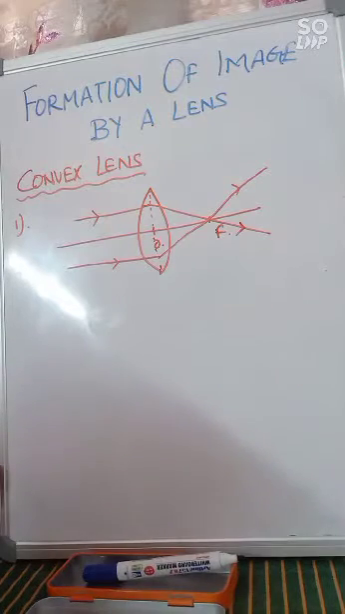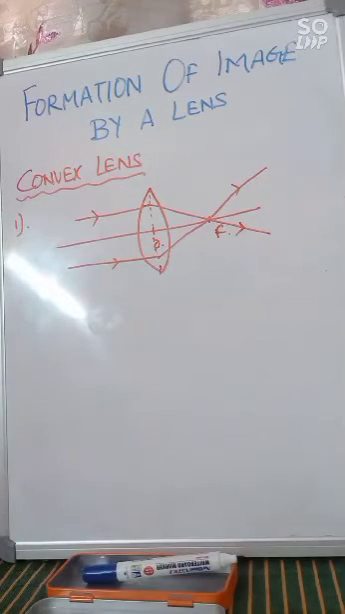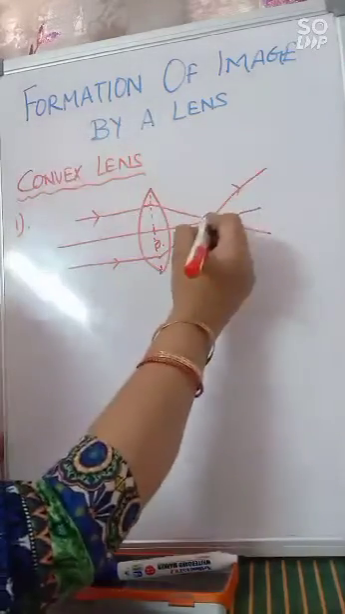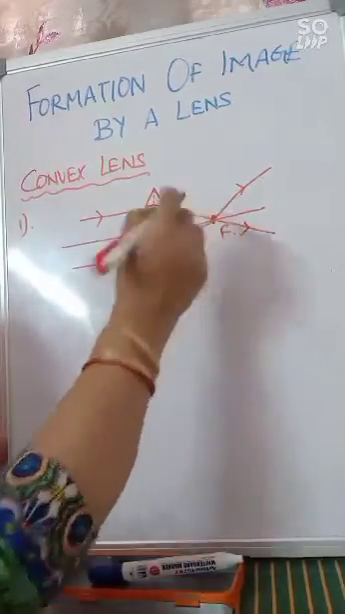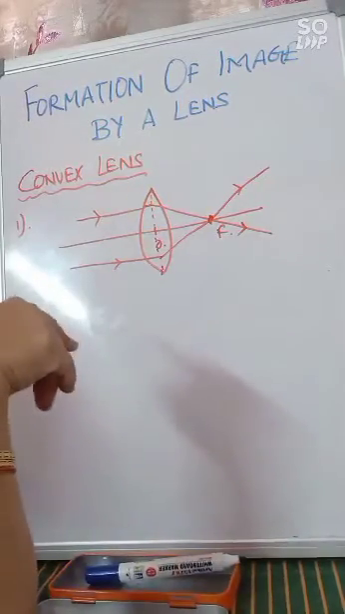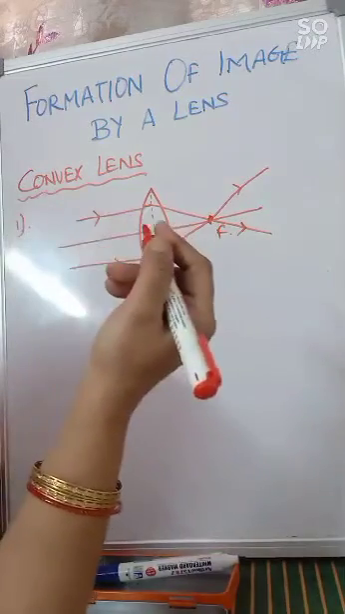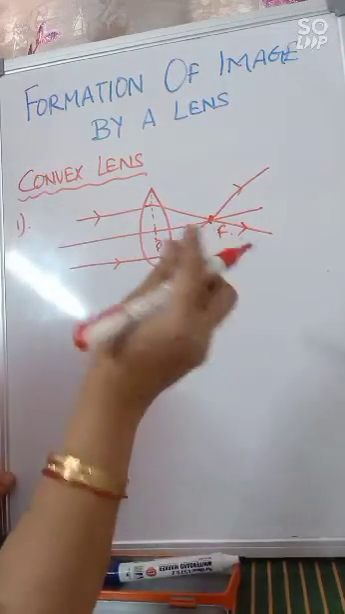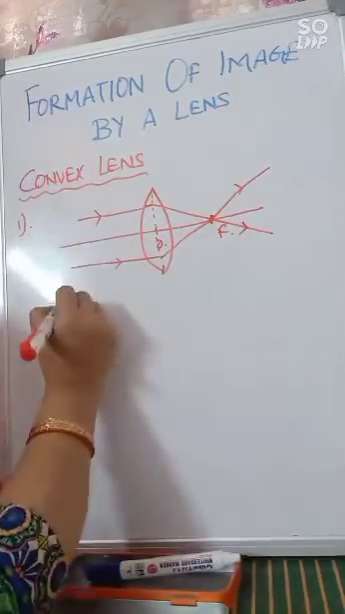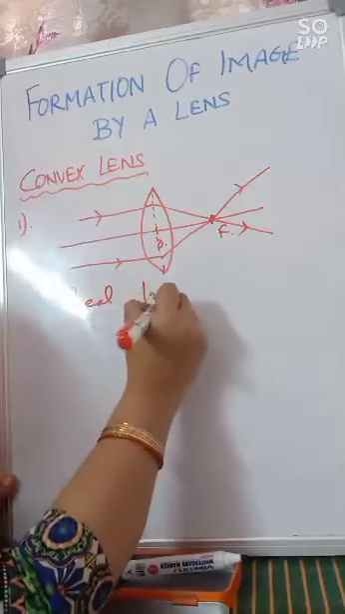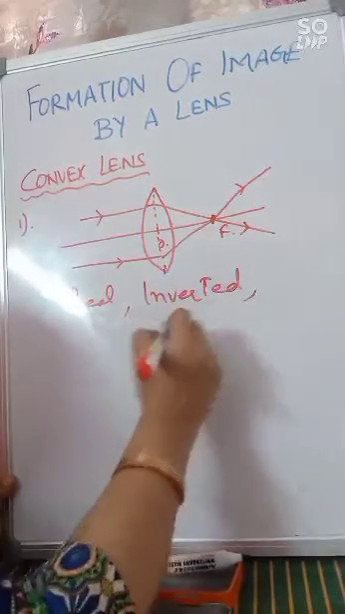So if somebody asks you what the characteristics of the image formed are, what are you going to say? It is a real, inverted and diminished image, isn't it? How come real? It's on the other side, and you are able to obtain it on the screen. Real, inverted, though it is a point, but actually it is inverted. It is real, inverted and diminished to a point.